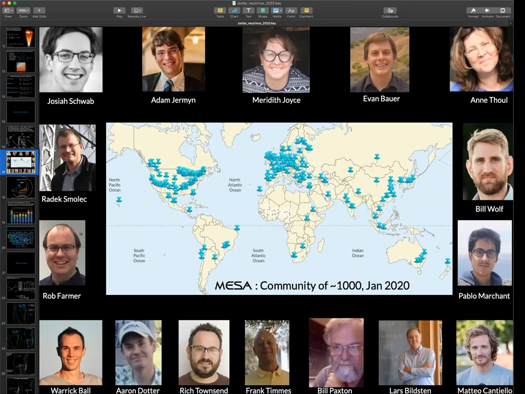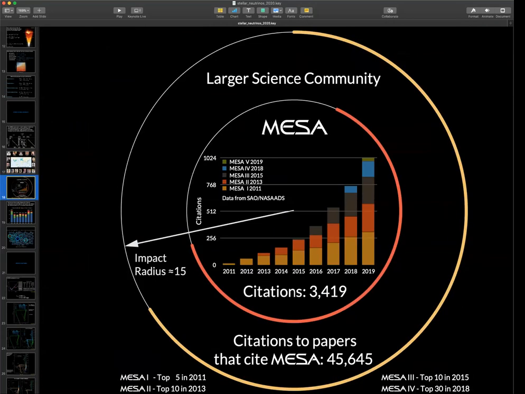And so how is that working out? These are the metrics, the bibliometrics, if you like, on a single slide. The interior metric there is the citation counts for the various MESA papers, MESA 1 in 2011, 2013, MESA 2, all the way up to MESA 5 in 2019. And there's a histogram up and to the right, very nice, for the citations. Total citation is on the order of about 3,500.